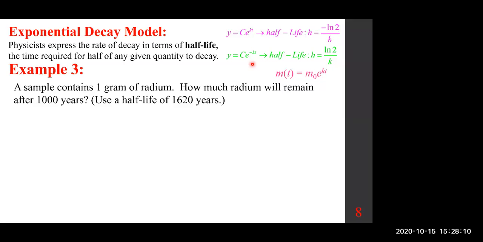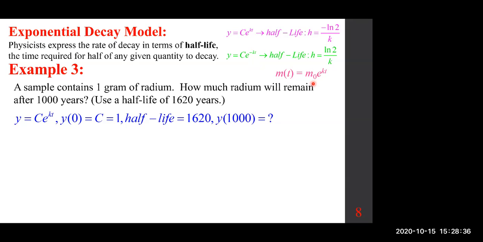So here's the question. A sample contains 1 gram of radium. How much radium will remain after 1,000 years? We know the half-life is 1620. Any formula that you want to use, you put it there: c e to the power of kt, c e to the power of minus kt, or m of t equals m sub 0 e to the power of kt. Choose, it doesn't matter. The half-life is 1620, and we want to know what happens in 1,000 years. So let's work it out, see what happens.